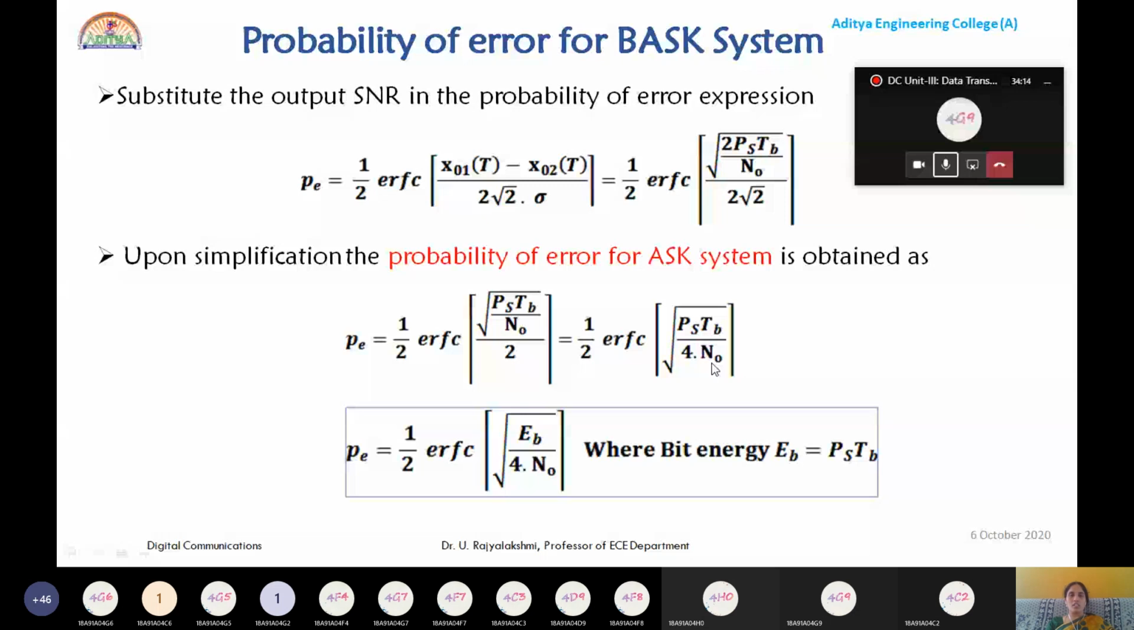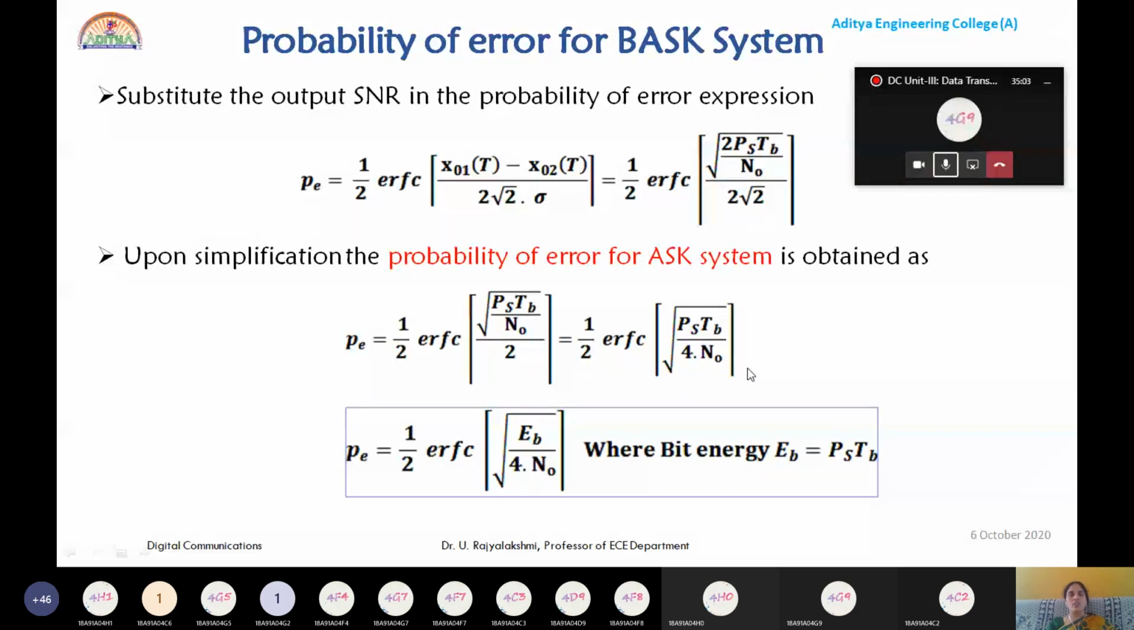So this is the probability of error expression for the ASK system. Upon replacing Ps into Tb as bit energy Eb, you will get half ERFC of root Eb by 4 N naught. Here bit energy Eb is equal to Ps into Tb. So the probability of error for binary ASK is half ERFC of root Eb by 4 N naught. If you observe the internal factor of the complementary error function, it is Eb by 4 N naught. That is, Eb by N naught is reduced by a factor of 1/4.